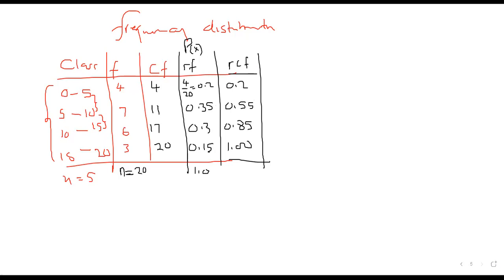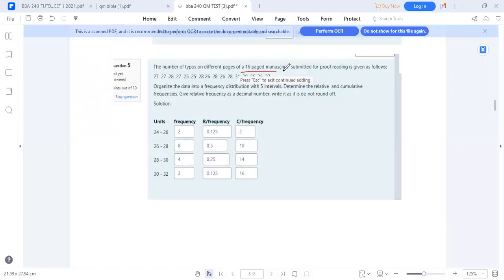Okay. So now you'll be given in a quiz, especially for some of you. And a quiz comes like this. You've been given a 6-page manuscript and you are being asked to analyze the data into intervals of 5.